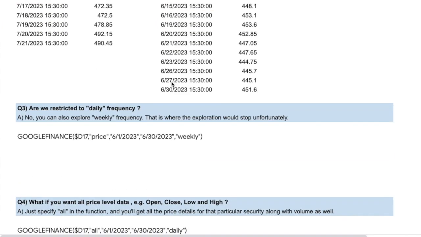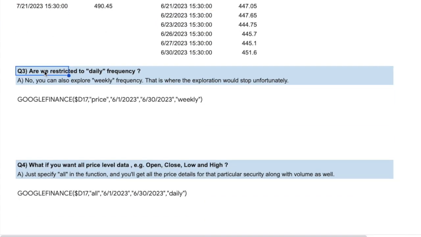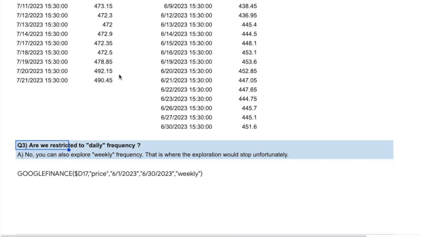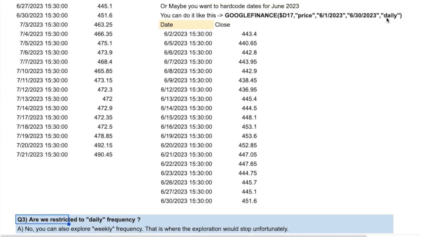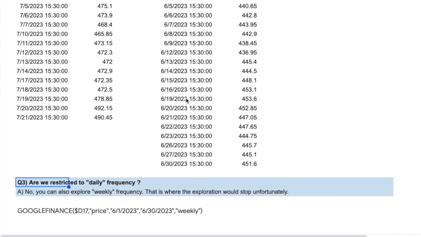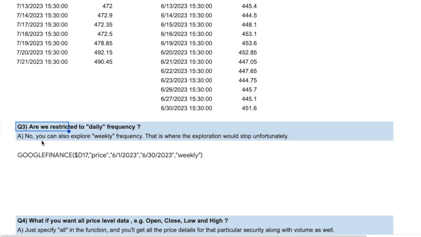Okay, moving on to the next question. Are we restricted to a daily frequency? If you notice in question number two, I used the daily frequency at the end of it. Does the Google Finance function give me any other metric that I can use in my time frame? Yes, you can explore the weekly frequency as well, but that is where this function has a limitation. After weekly, you cannot go monthly or yearly.